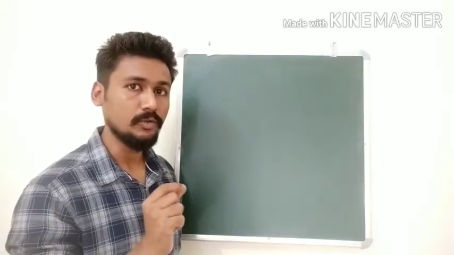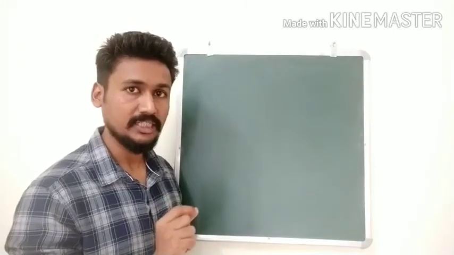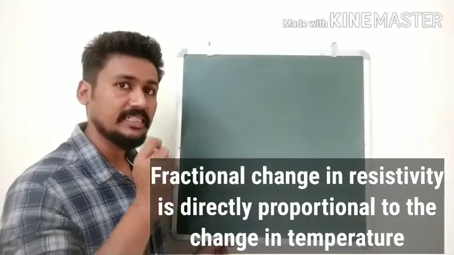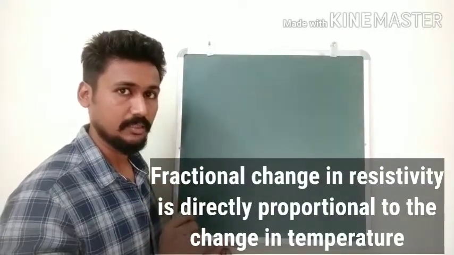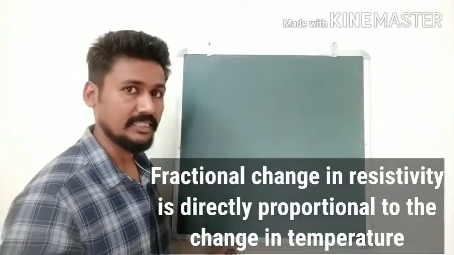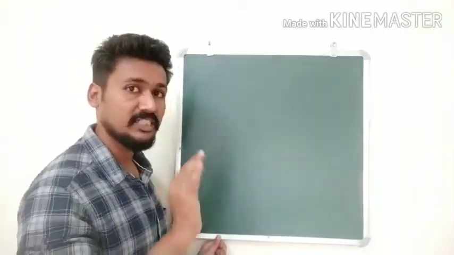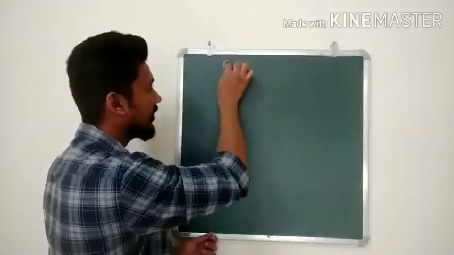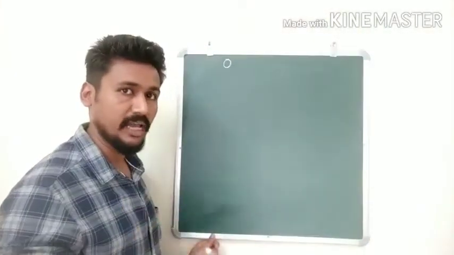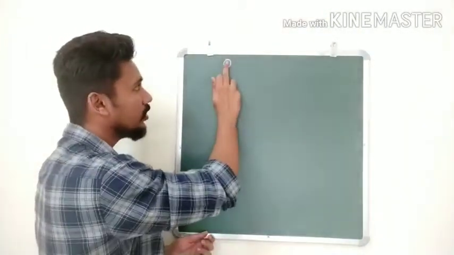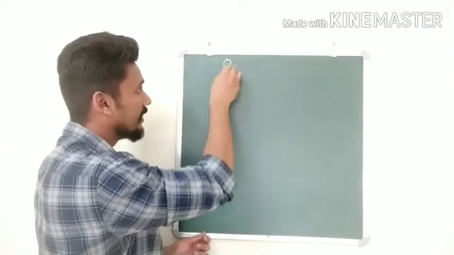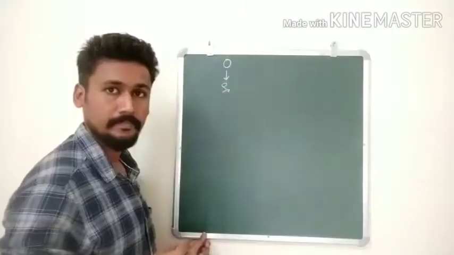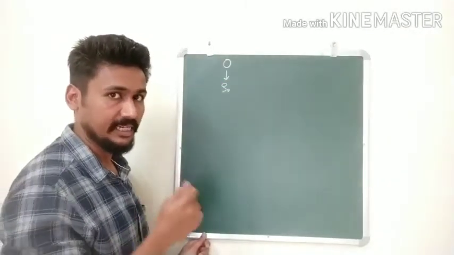For that we are going to use a knowledge that we have. What is the knowledge? The knowledge is that fractional change in resistivity is directly proportional to the change in temperature. Okay, I know many words. Let us see what is the meaning. Now what is the meaning of fractional change in resistivity? Let us say that at a temperature, let us say 0, some kind of 0, it can be 0 Kelvin or 0 degree Celsius. At 0 degree Celsius or 0 Kelvin, the resistivity for a given material is given by rho naught. Okay, so that will be our initial resistivity.